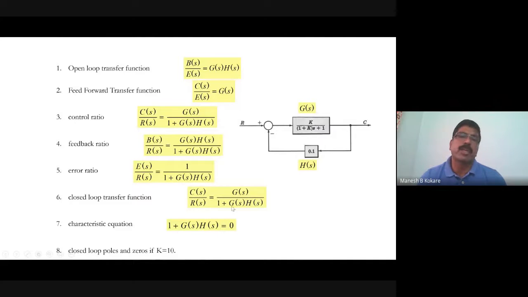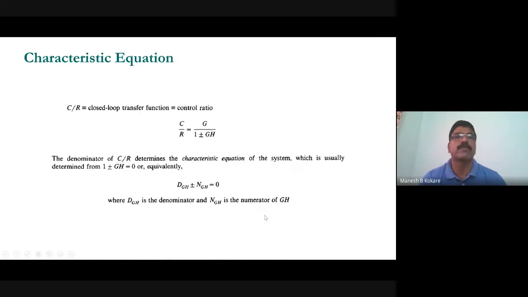Then what is the characteristic equation? For the characteristic equation, you have to equate the denominator of the closed loop transfer function to 0. The denominator is 1 plus G(s)H(s), so 1 plus G(s)H(s) equal to 0. This is called the characteristic equation. And for the closed loop poles and zeros, if k is equal to 10, you can find them by solving that equation.